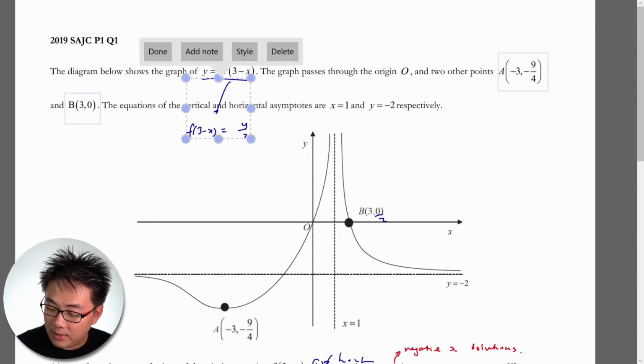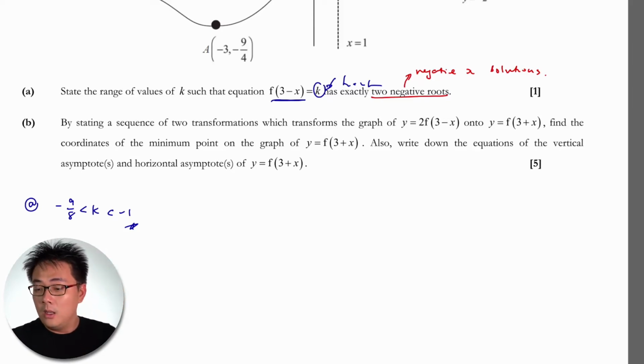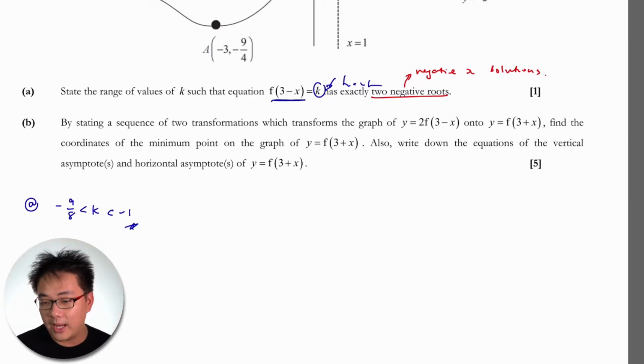Right, that's about it. Let's look at part B. B, by stating a sequence of transformations which transform the graph of y onto that one, find the coordinates of the minimum point. Like I said, they never say A is a minimum point. This is something which I don't agree with. So anyway, find the coordinates of the minimum point of the graph y equals f(3 plus x). Also write down the equations of the vertical and horizontal asymptotes. Actually, you're not actually asked to sketch the curve.